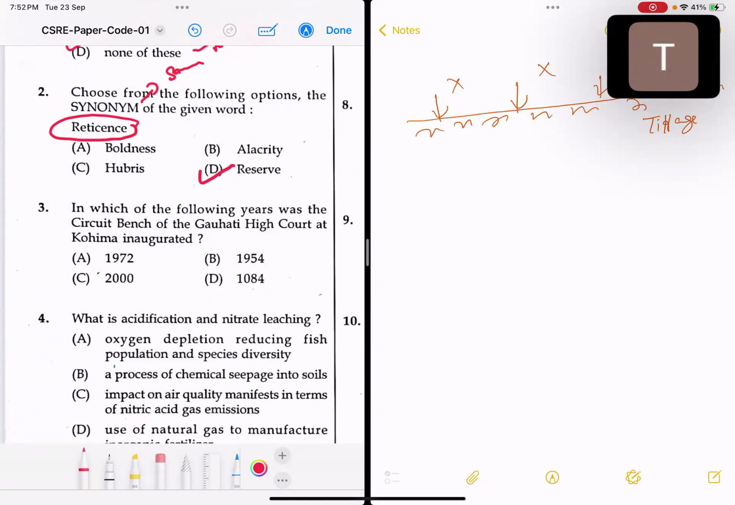Question number 3, in which of the following years was the circuit bench of Guwahati High Court at Kohima inaugurated? So here again, it's a direct historical question. So it's in the year 1973, okay?